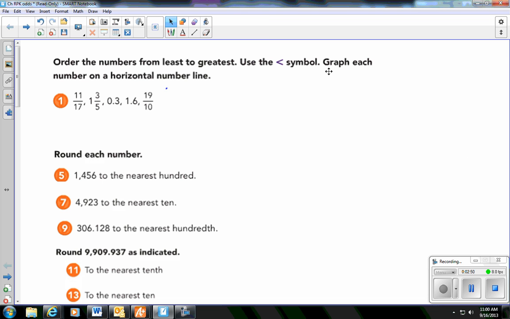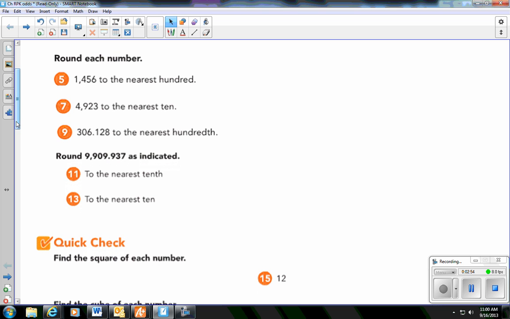Okay, moving on to number 5 now. Round to the nearest hundred. So the 6 is in the ones, the 5 is in the tens, the 4 is in the hundreds. So we look at the next number, the 5. Is the 5 big enough to change the 4? Yes. So the 4 becomes a 5. Everything else becomes zeros. So 1,500.